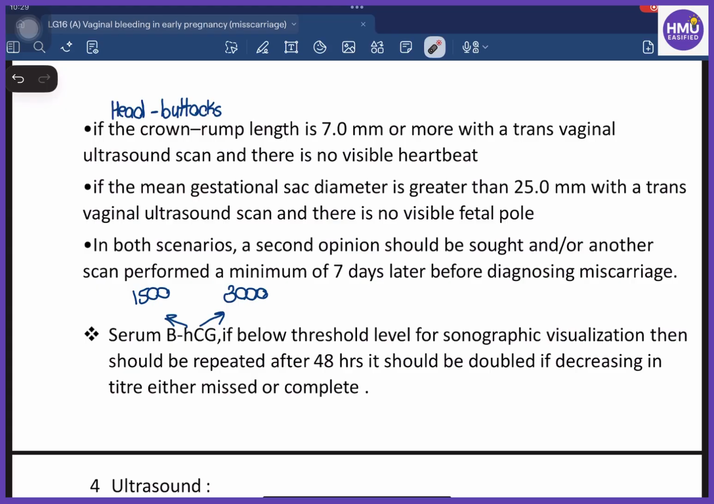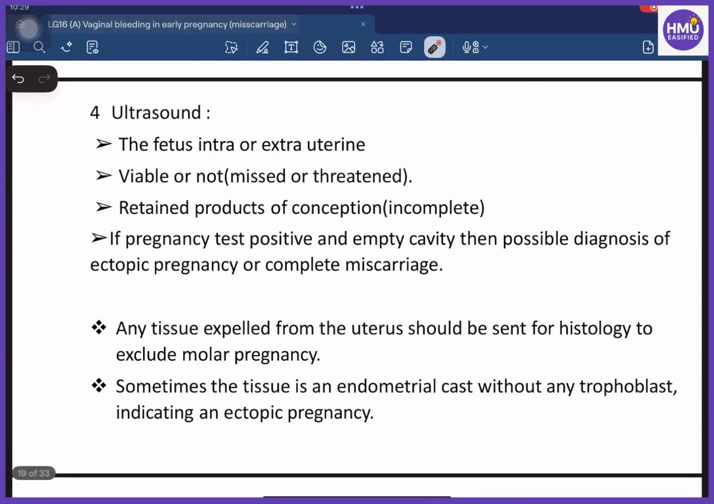It's like double, triple, maybe the level is 6,000. That's a lot. Then that's suggestive of molar pregnancy. Then on ultrasound, the fetus is intrauterine or extrauterine. Again, if extrauterine, that's ectopic pregnancy. Is it viable or not, depending on the fetal heart rate?